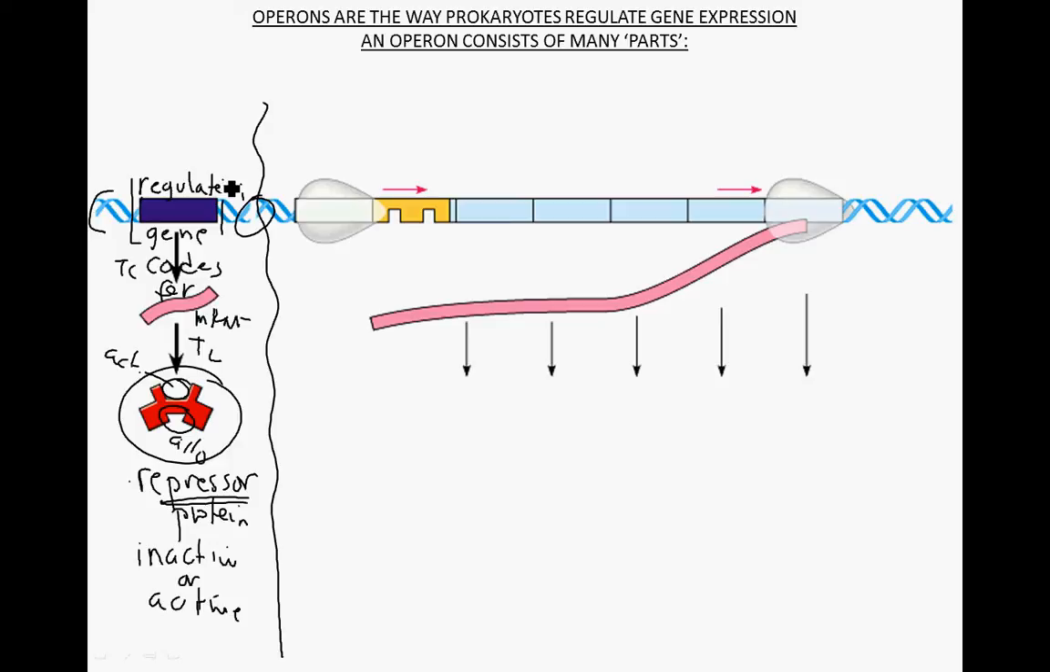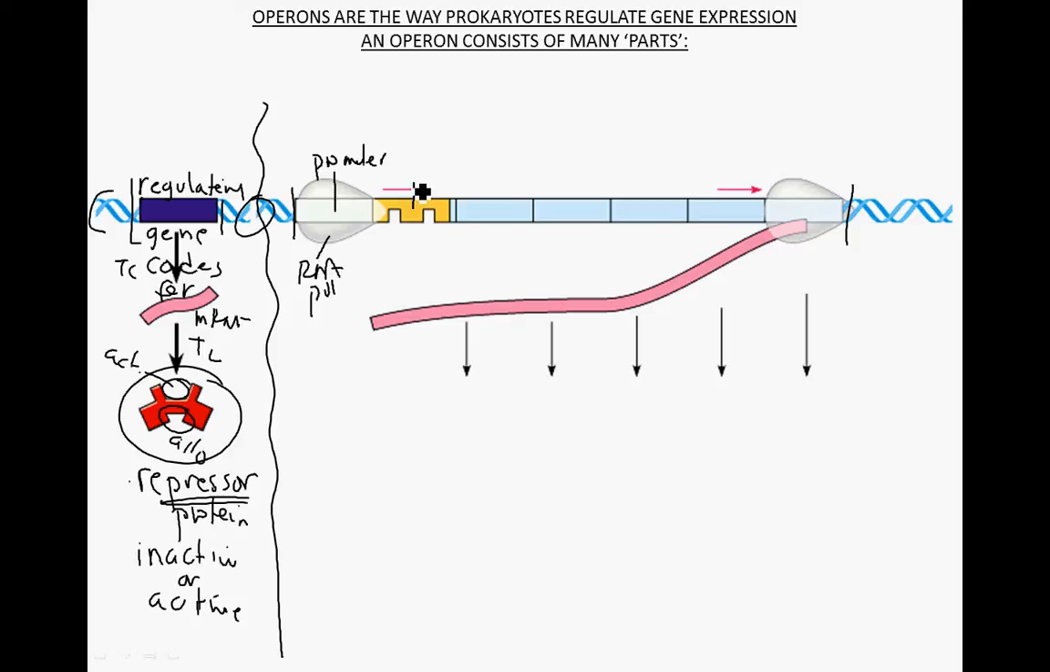Now to come to the operon proper. The operon proper is a sequence of DNA. Right? It's from here to here. And that sequence of DNA has a promoter region. This promoter right here is where the RNA polymerase would bind. So this is where we see RNA polymerase binding.